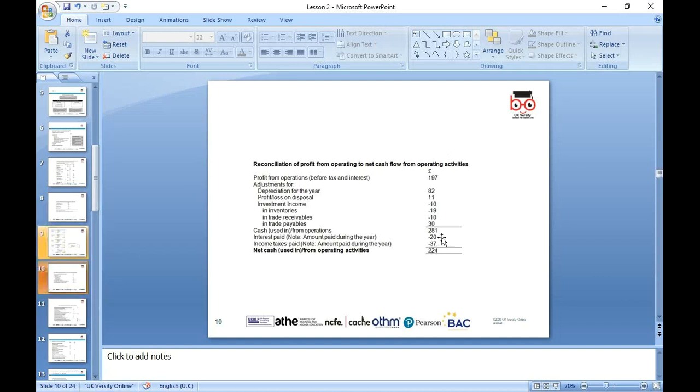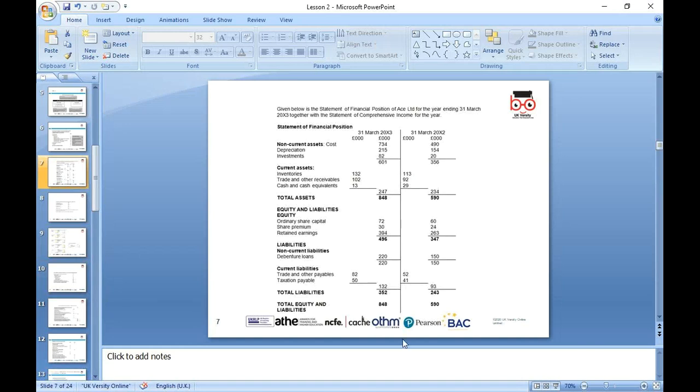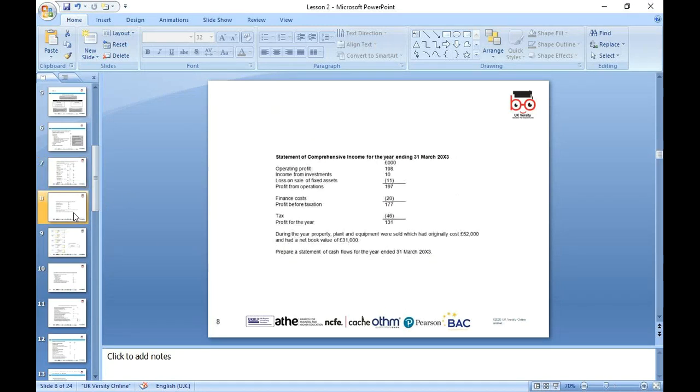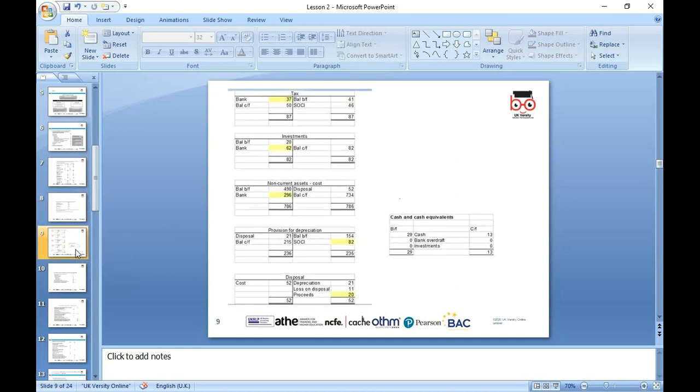Okay, so we'll prepare the T accounts. Let's look here. Always look at the tax liability. At the start of the year it was 41,000. At the end of the year, we still have a balance. And during the year, how much we paid, which is given in the profit and loss account, we paid tax of 46 million this year.